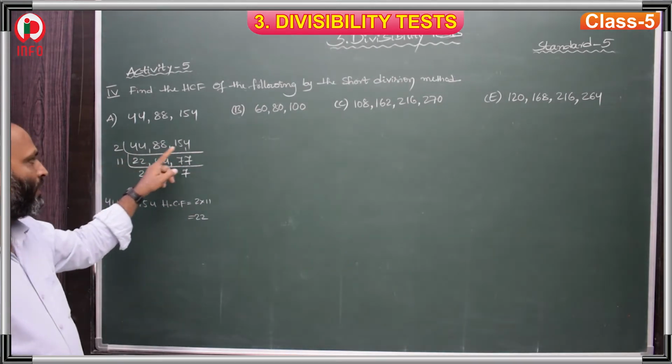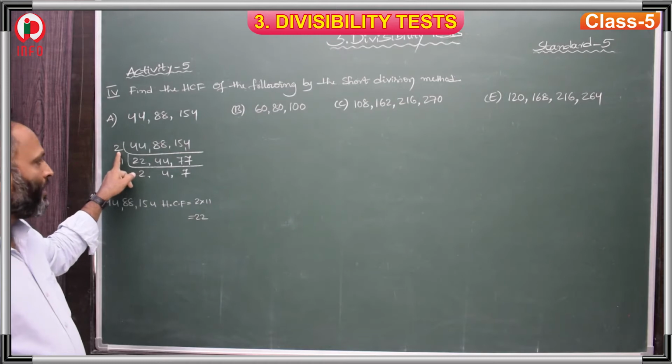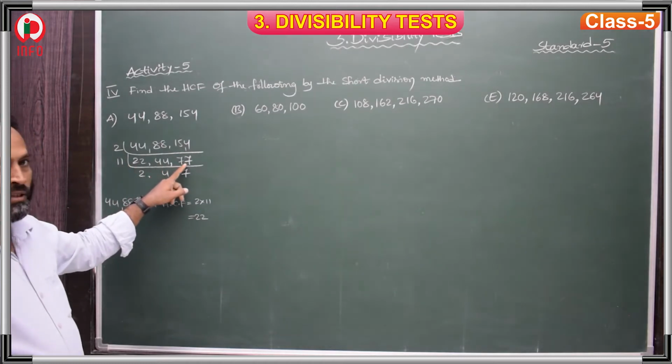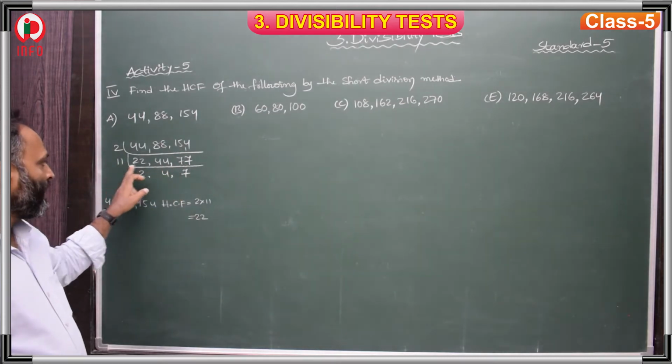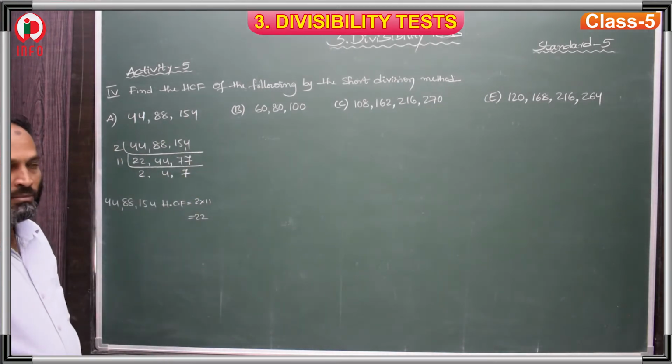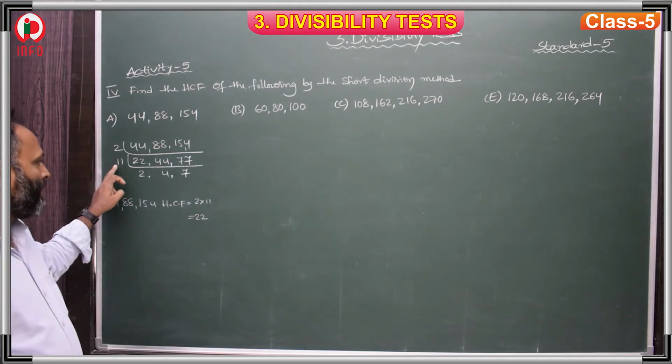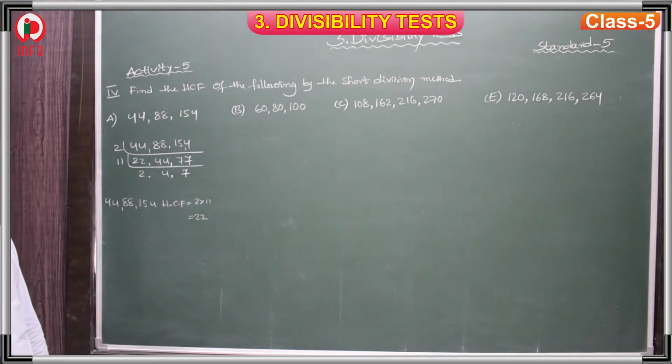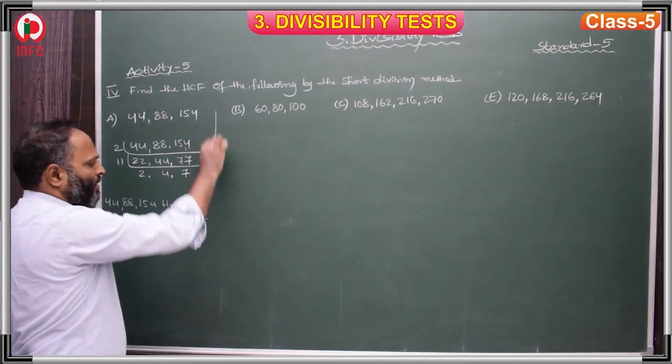Once you check, all are even numbers, divisible by 2. Then after that 22, 44, 77: these are all divisible by 11. Again you take 11. In these two tables, commonly these numbers are divisible by 2 and 11, so the product of both is our HCF.